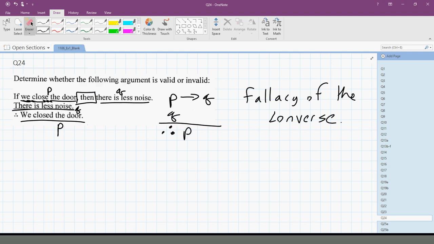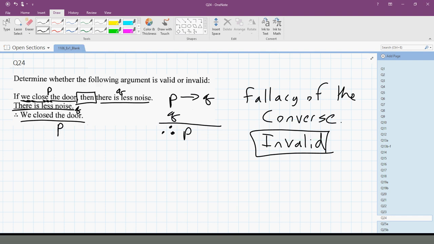Fallacy of the converse. Let me fix my C right there. So we know that this is invalid because it's a fallacy. But let's run the truth table just to double check that. Because remember, to be valid in a truth table, you have to be all true. You have to be a tautology.